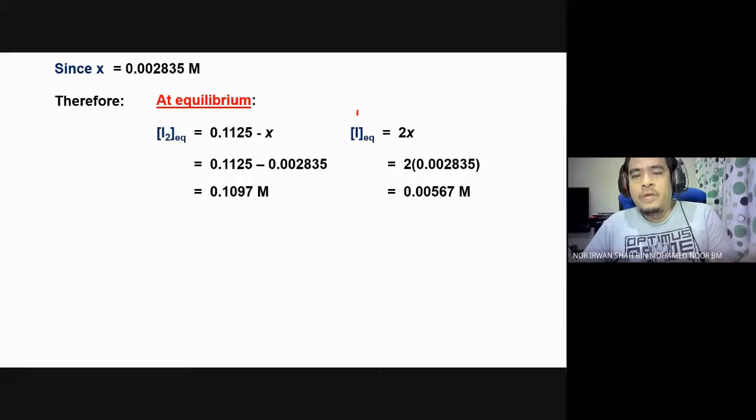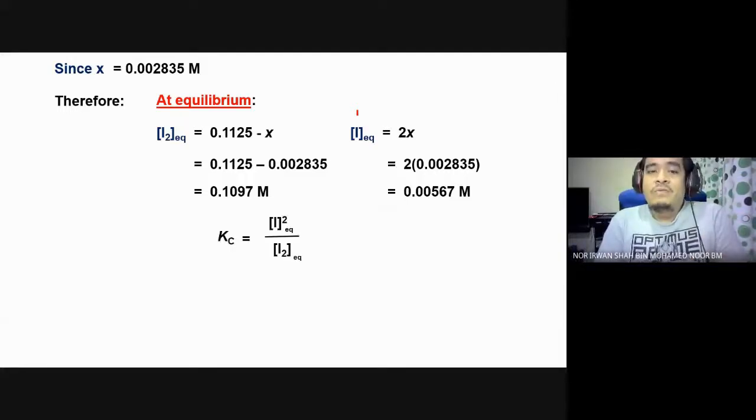Now we have determined both of the concentrations of iodine vapor and gaseous iodine atoms at equilibrium. Once we have determined these two, finally we can determine Kc. Kc equals the concentration of gaseous iodine atoms at equilibrium squared, because this gas is the product in this reaction, divided by the concentration of the reactant. In this case, the reactant is iodine vapor at equilibrium.